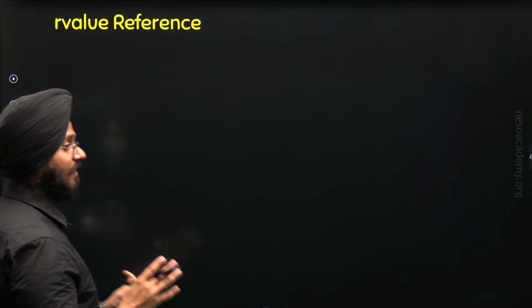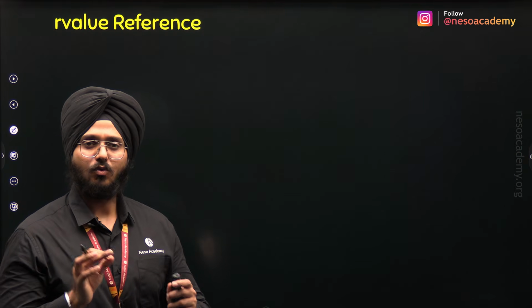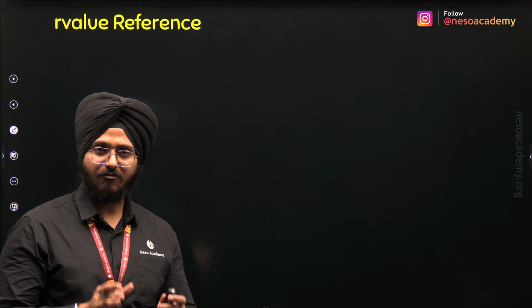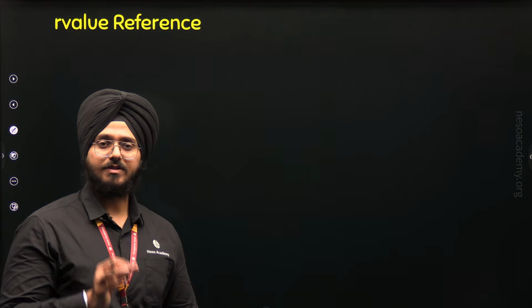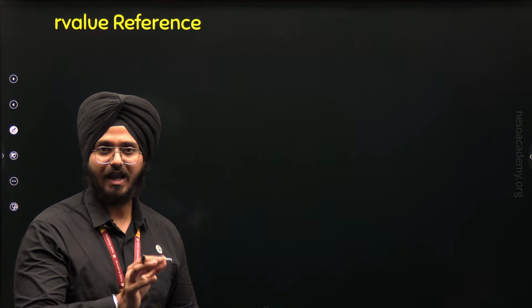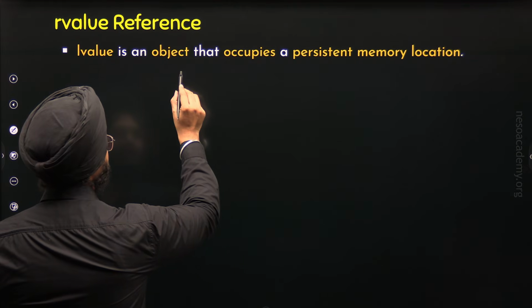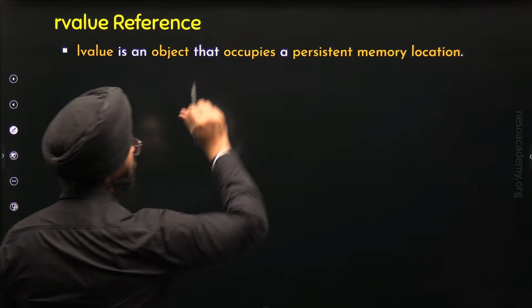Now what is rvalue reference? Before understanding rvalue reference, we need to have proper understanding about lvalue and rvalue. Let's first understand what is the meaning of lvalue. Lvalue is an object that occupies a persistent memory location.